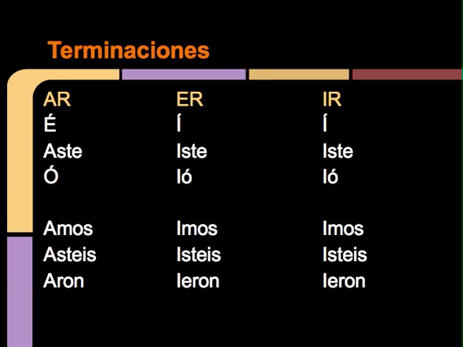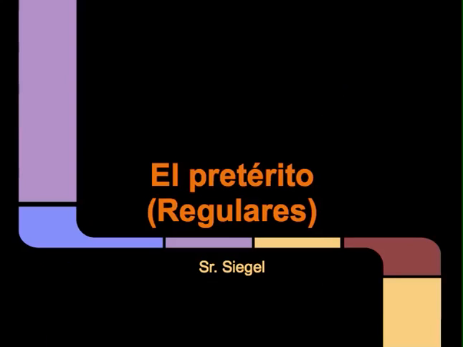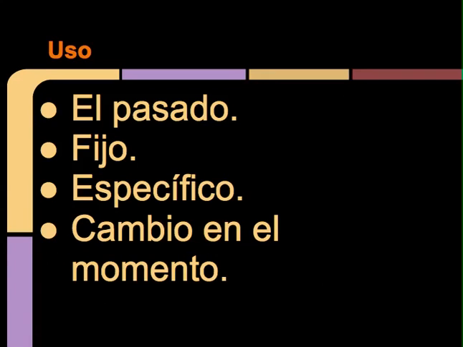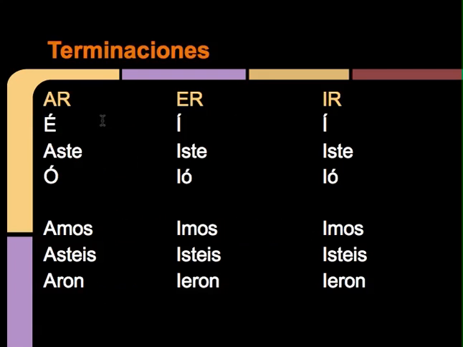Now that we've gone over this, the preterite tense, we use it when we're talking about the past, a specific event, things that we did. Not that we were doing or that we used to do, but things that we specifically did. We have the endings AR, ER, and IR. AR is different from the other two: é, aste, ó, amos, asteis, aron. ER and IR are the same. So it's really quite simple with these regulars.